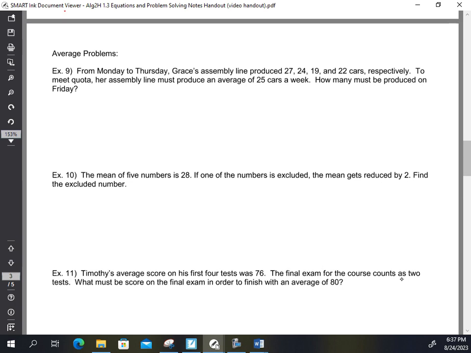So, in its basic form, to find the average of something, you have to take the sum of all the values divided by the number of values that you have. That's how you solve an average problem. If I give you however many numbers, add them all up and divide by however many numbers I gave you. In this case, one of the values is going to be missing. We have to find it.